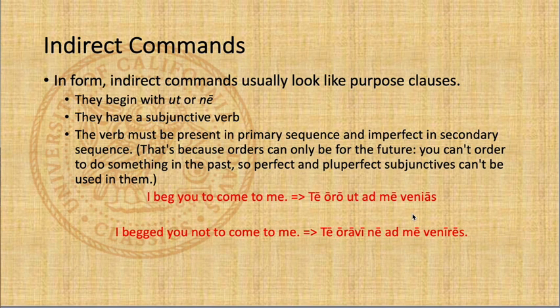Here's another example. I begged you not to come to me. That's te oravi ne ad me venires. The ne indicates that this is a negative indirect command, and this is literally, I begged you that you not come to me. And that's how Latin says, I begged you not to come to me.